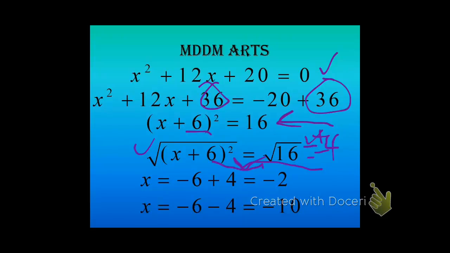Move my 6 to the other side of equality. So you got negative 6 plus 4 is the negative 2. Negative 6 minus 4 is your negative 10. Congratulations, you now can complete the square.